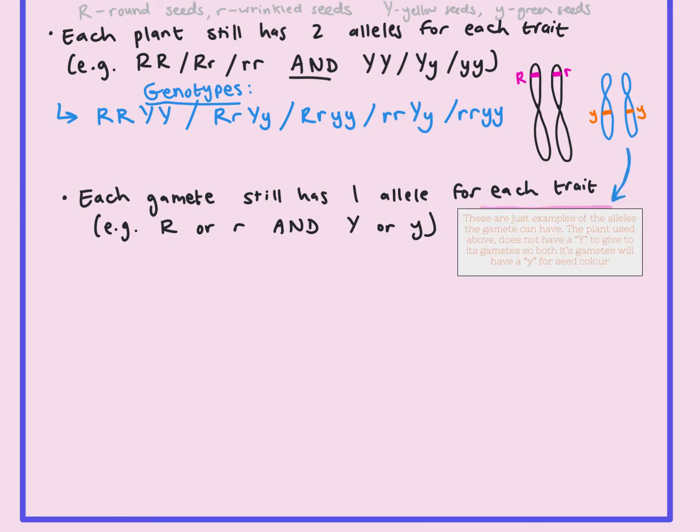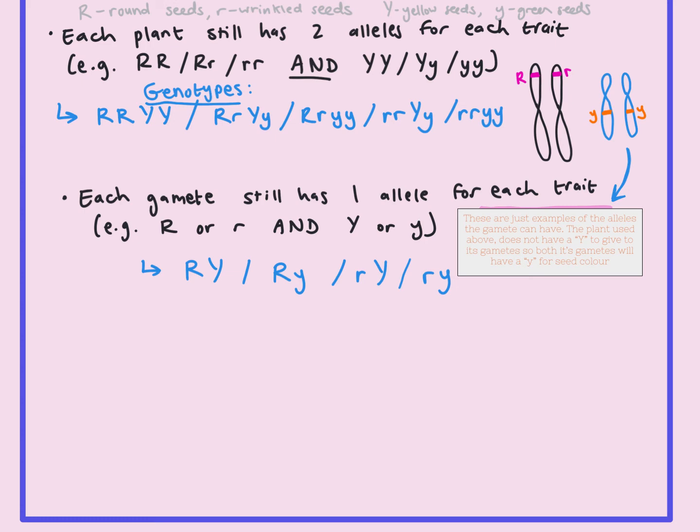gamete. So the individual can get a big R being in a gamete with a small y, for example, or a small r with a small y. It depends on how gametes form. So there's still 1 letter per trait. There's 1 R and 1 Y. But the only complication comes in because we're looking at the fact that there's the gene for shape of the seed and the gene for color. But there's still only 1 allele per gene.